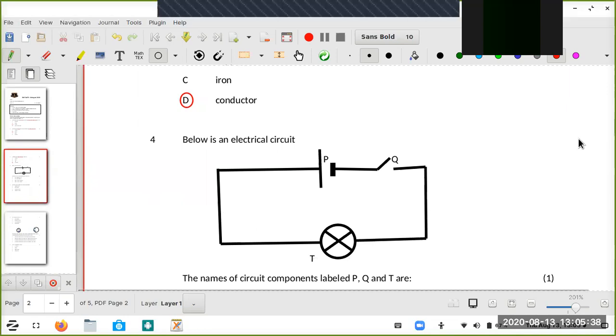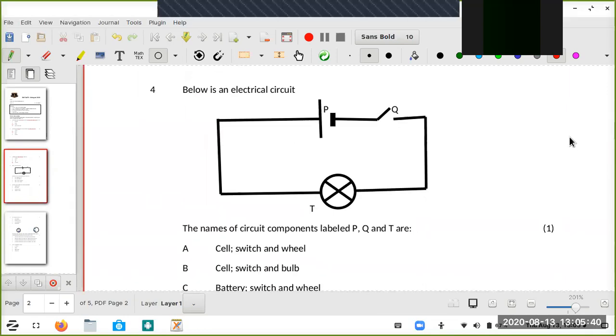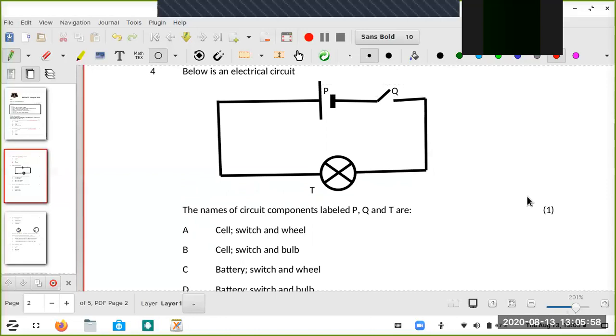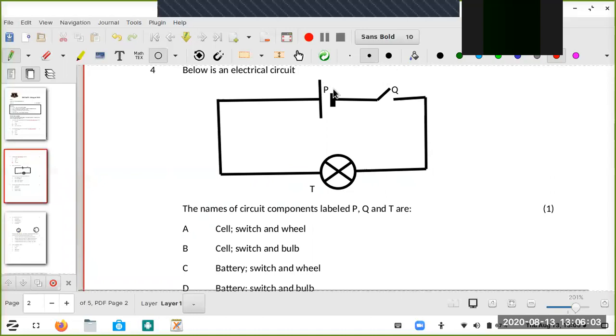Then number 4. Below is an electrical circuit. All right. Then, which means you must know the circuit components. The name of circuit components labeled P, Q, and T are. Now, before I look at the options, I can first of all try and identify the components here. Now, the first component, P, cell, Q, switch, T, electric bulb, all right? Some refer to it as what? An electric lamp, right? Fine.